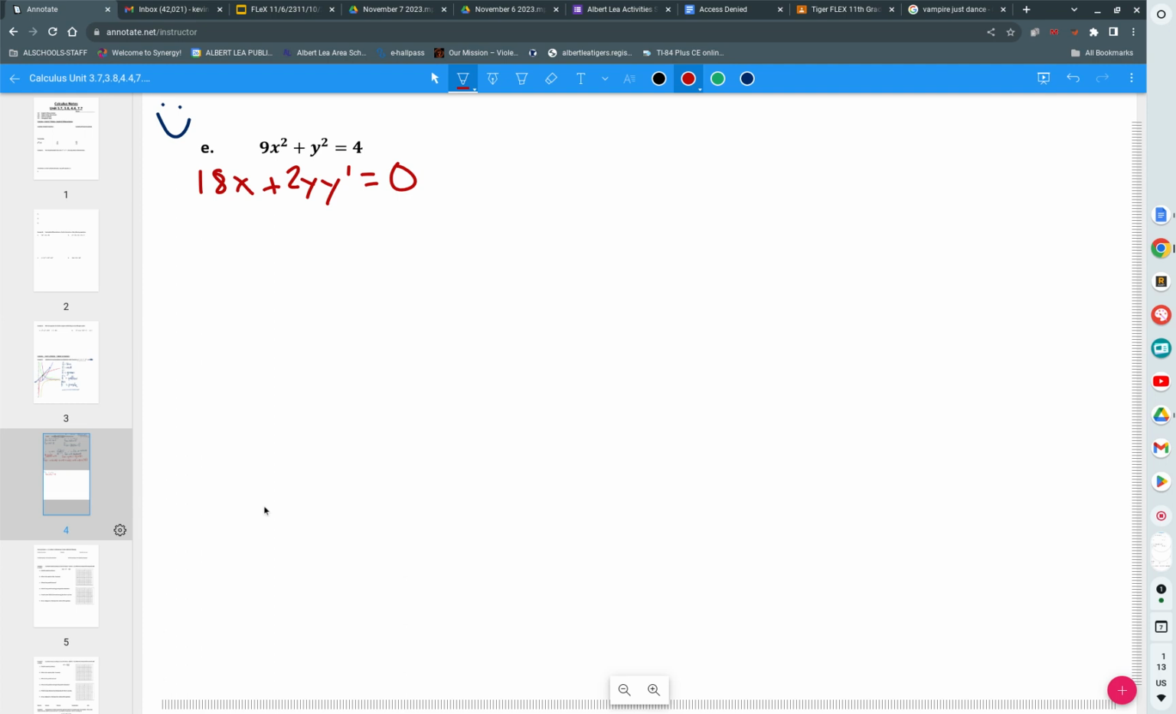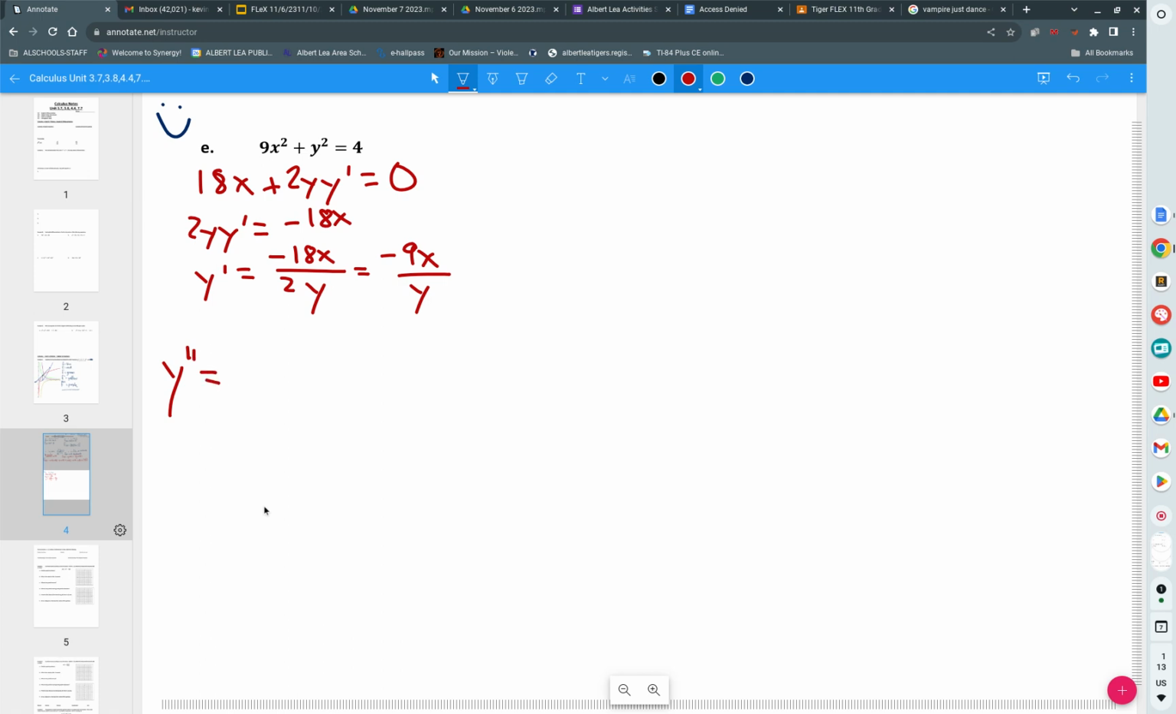So we're building off what we did yesterday. I need to solve for my y prime, so I subtract the 18x. 2y times y prime is equal to negative 18x. As I divide by the 2y, I get y prime is equal to negative 18x over 2y, or in other words, negative 9x over y. Are we okay with that? Yes. Okay, cool. So that's the first derivative. Let's move on to the second derivative.